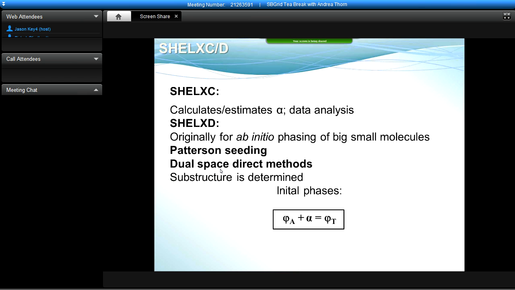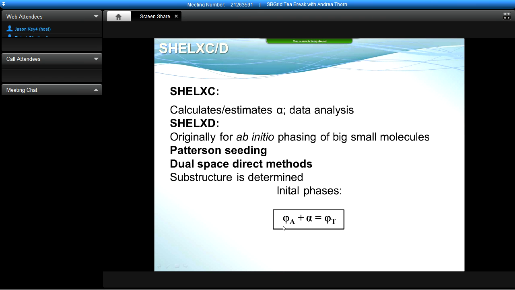And dual space direct methods means that the positions of the atoms are both evaluated in real and in reciprocal space, and that leads to a much faster convergence. Once you have done that and it has converged, you have a substructure that is determined, one that is really looking very good, and you and the program think you should keep it.